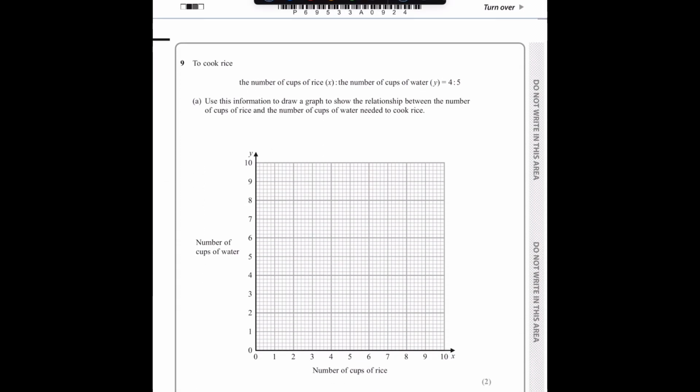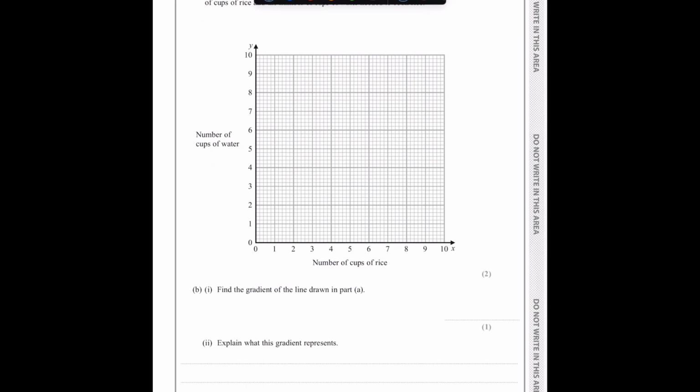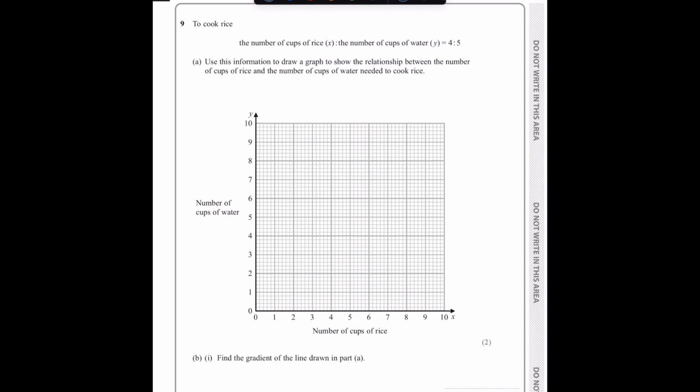Looking at question 9 now. Question 9 says, to cook rice, the number of cups of rice, x, and the number of cups of water, y, are in the ratio 4 to 5. Use this information to draw a graph to show the relationship between the number of cups of rice and the number of cups of water needed to cook rice. So here we're given an x and y axis for us to draw a graph.